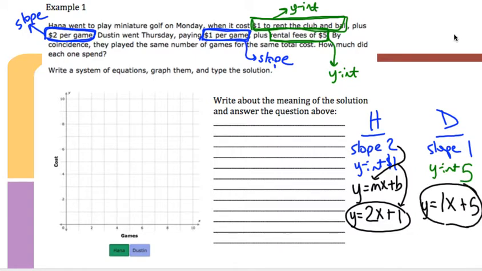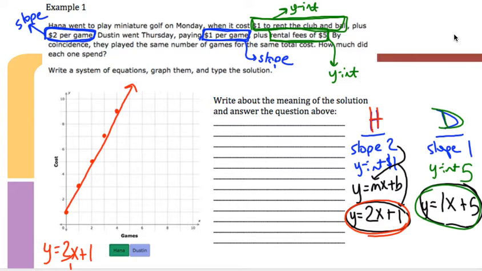Great, so now I have two equations, so now I can just graph them. So I'm going to color code these a little bit just so we can keep track. So Hannah is going to be red, and Dustin is going to be in green. So if I look at Hannah's, I'm going to graph y equals 2x plus 1. So that means that I'm going to start at 1 on the y-axis, and then the slope is 2 over 1, so I'm going to go up 2 and to the right 1, repeating. And I can draw a line through that.